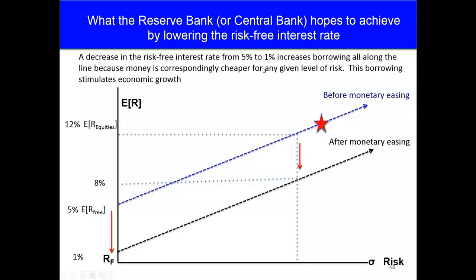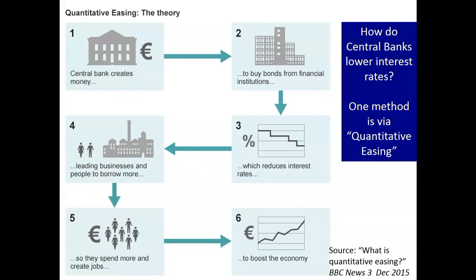So what the bank hopes to achieve by lowering the risk-free rate of interest is this situation where you have before monetary easing, and then by increasing the money supply, you have a greater amount of credit at lower interest rates across all levels. So how does it do this? It does this by quantitative easing. I want to explain the mechanics of quantitative easing to show you how they flow through to the economy, because that's part of the debate. The debate about quantitative easing is in part that it's inflationary, but also the way it works is controversial. So it's helpful to have an understanding of what happens.